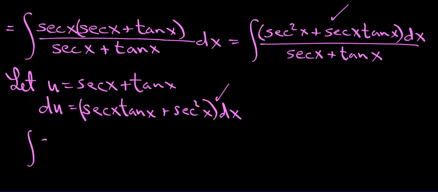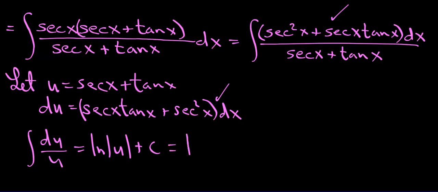This integral is just du over u, which is the natural log of the absolute value of u plus c. Okay? And if I go back and substitute in, I've got the natural log of the absolute value of secant x plus tan x. There.